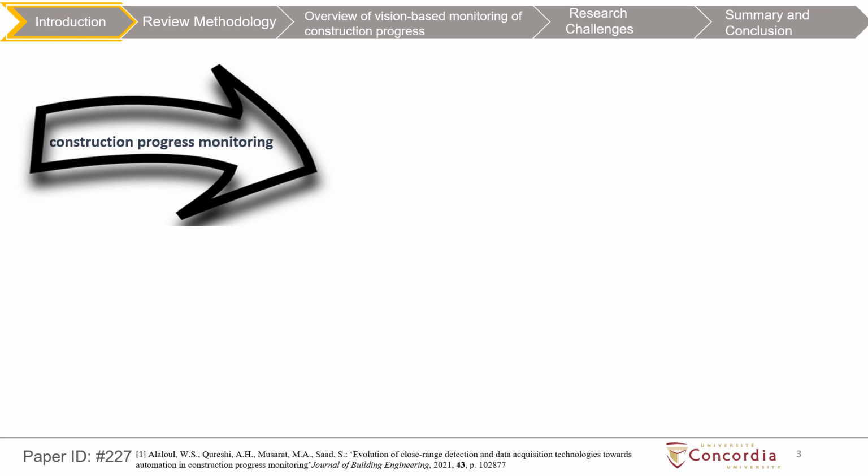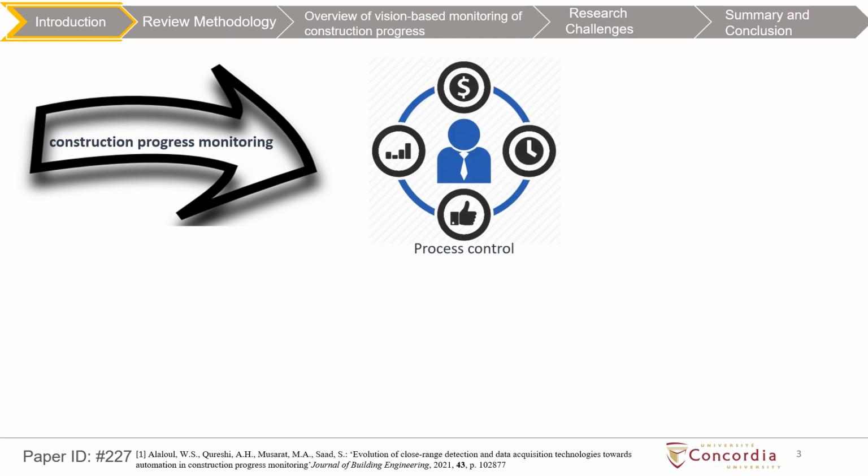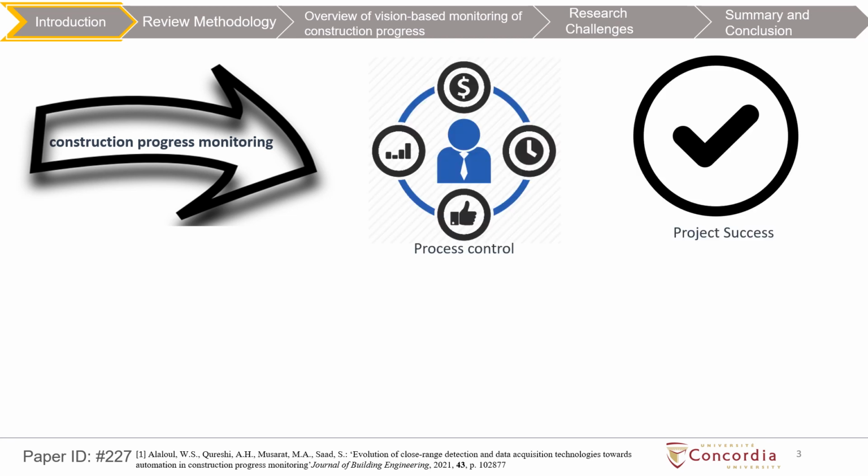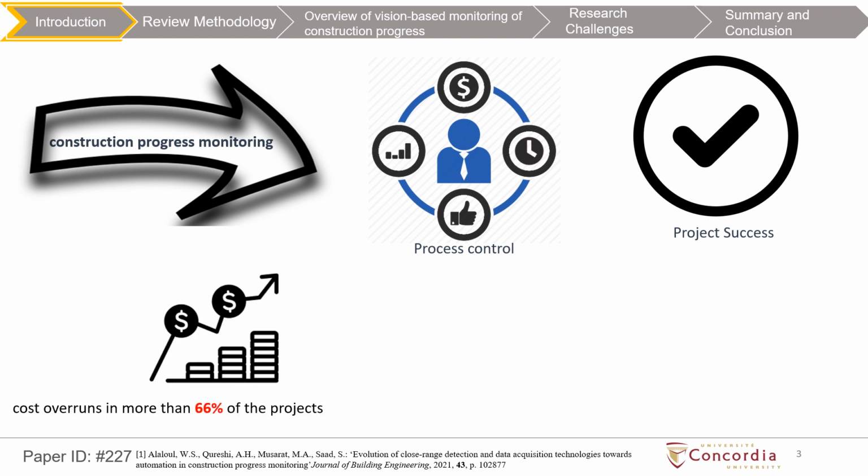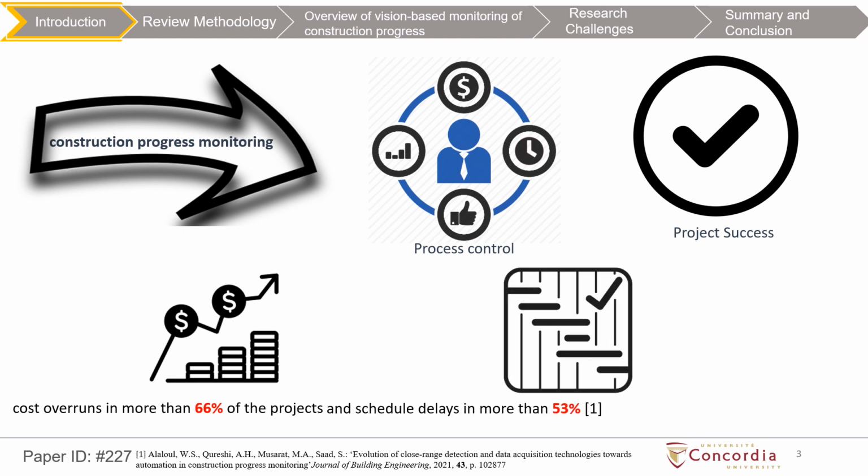Construction progress monitoring is a crucial aspect of construction projects, playing a key role in ensuring process control and overall project success. In fact, inaccuracies in construction progress monitoring have been found to result in cost overruns in more than 66% of projects and schedule delays in over 53%.